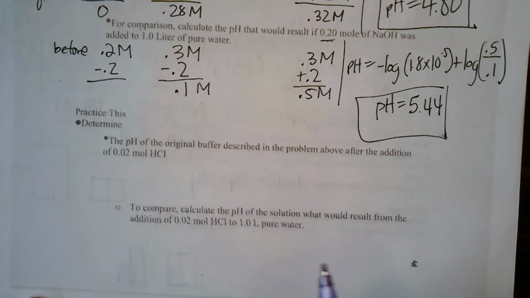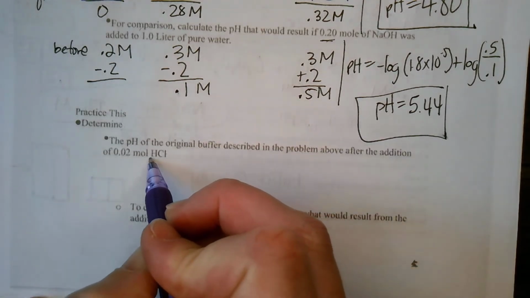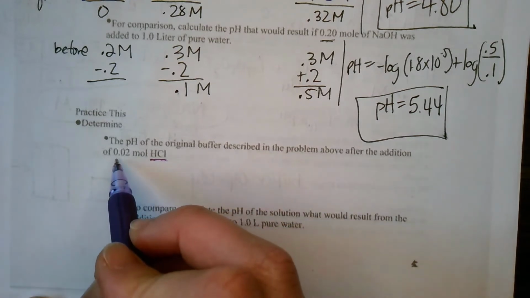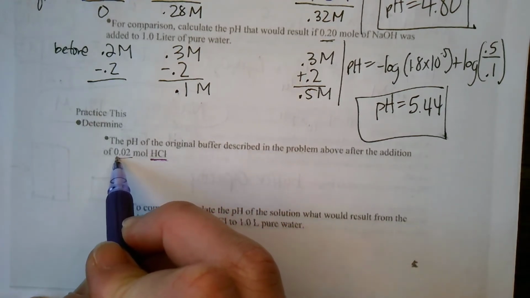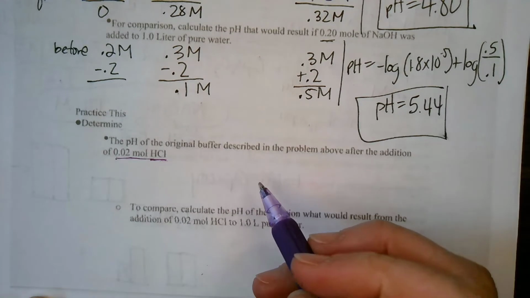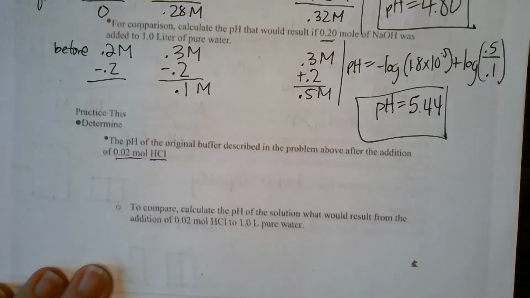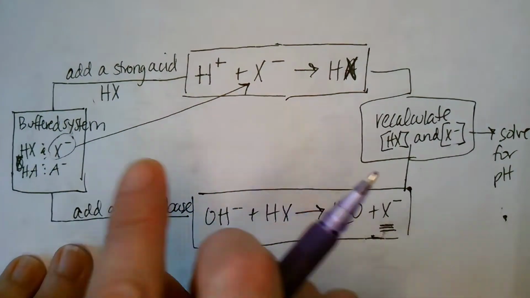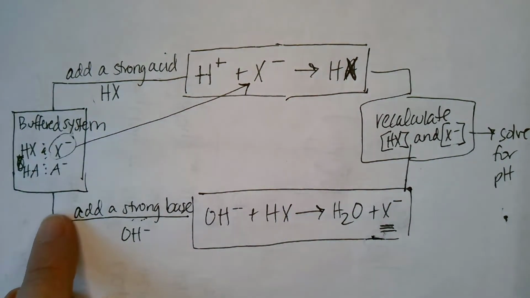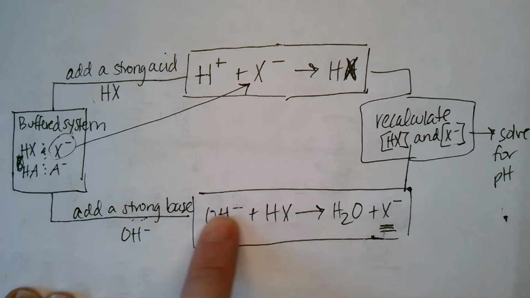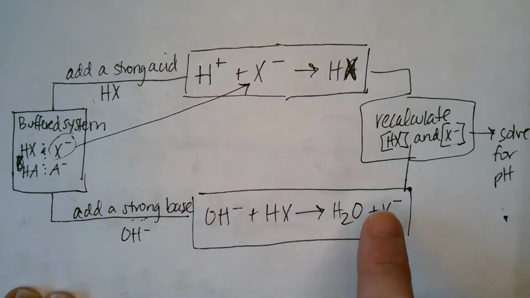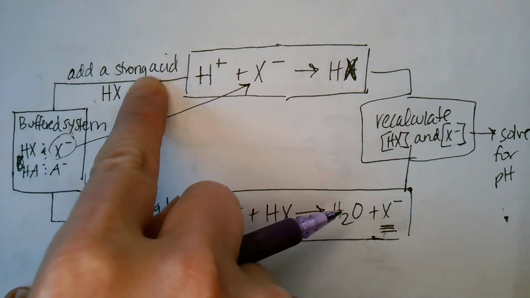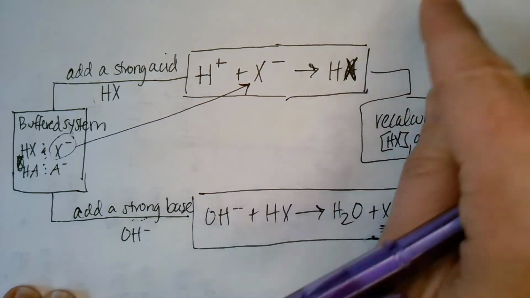Let's look to see what happens now when we add an acid. So we're going to take that original buffer, but we're going to add 0.02 moles of HCl. And again, we're assuming it's in a 1 liter solution. So looking back at our chart here, we have our buffered system. Last time we added the strong base and we made more base. This time we are going to add acid. We're going to create more acid.